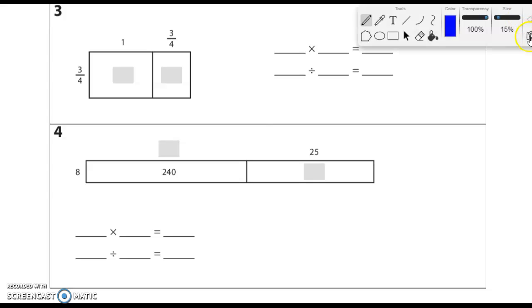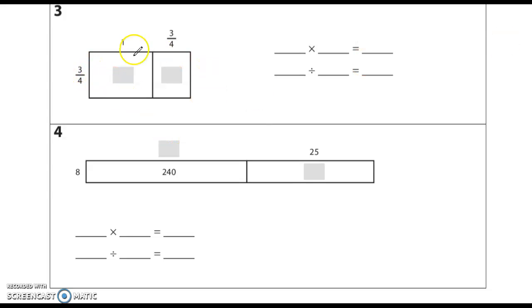Moving down the page to number 3, we've got an array now, we have to fill in the middle. So 1 times 3/4 is 3/4. And then 3/4 times 3/4 is 9/16. And so now if we put these two numbers together, we've got 1 and 3/4 times 3/4. That's going to give us an answer. Now we've got to add these two together.